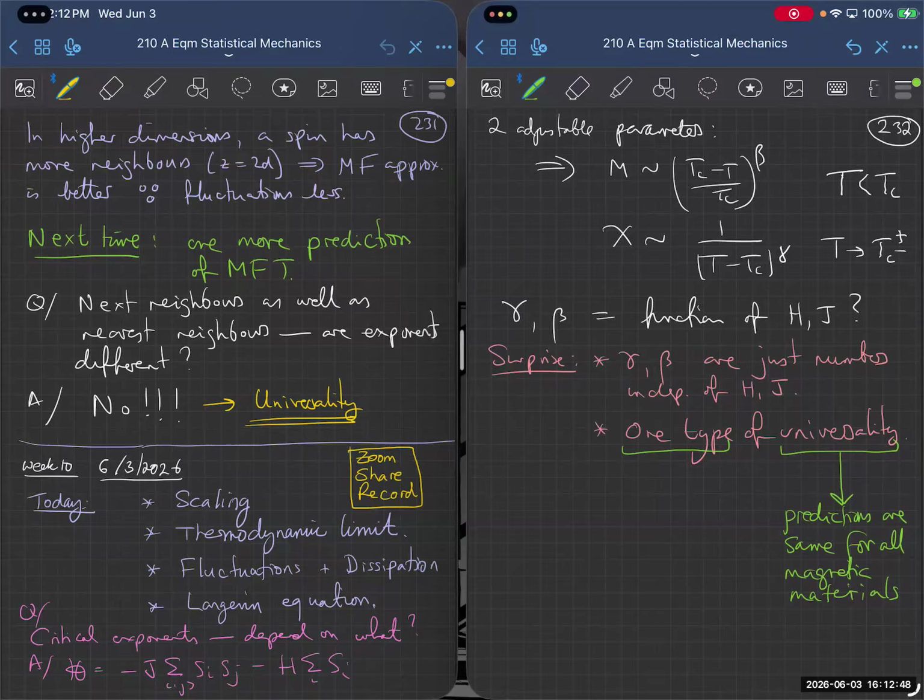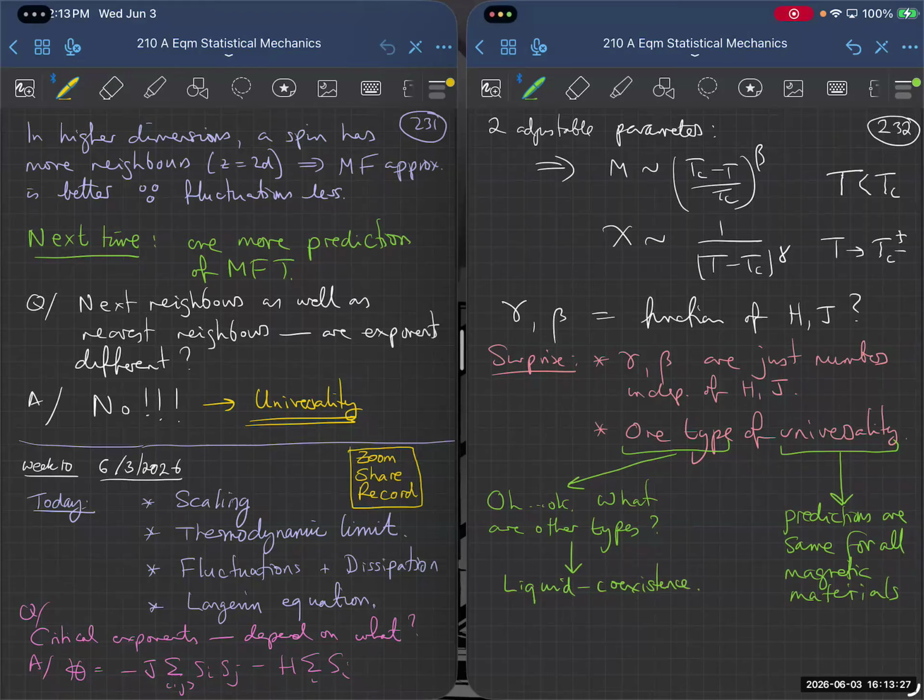Okay, so that's the first thing, and our mean field theory explains that. Now, there's another thing that comes out of this. I say it's one type of universality, so you might say, okay, what are other types? So here is another example. Let's suppose I take the liquid gas coexistence curve.